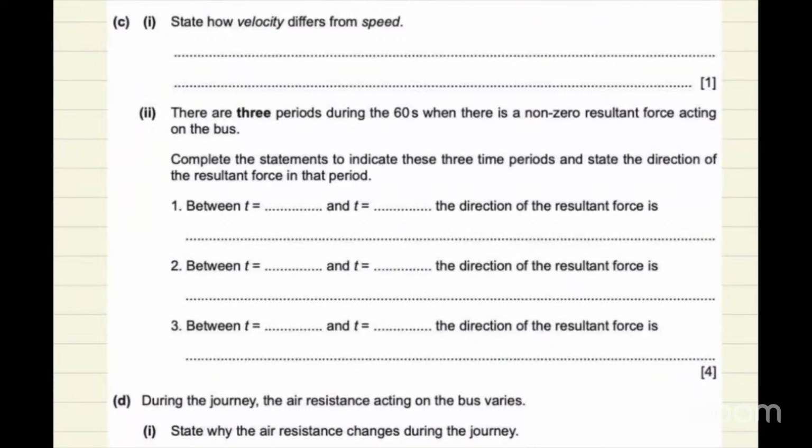There are 3 periods during the 60 seconds when there is a non-zero resultant force acting on the bus. Right? Non-zero resultant force means there is acceleration happening, because that's what Newton's law says. So this is some acceleration. Complete the statements to indicate these 3 time periods and state the direction of the resultant force in that period. So if there is acceleration, I saw that in the very first stage, which was from 0 to 10, this object was speeding up. And the only way the object can speed up is if the acceleration and hence the resultant force and the velocity are in the same direction.